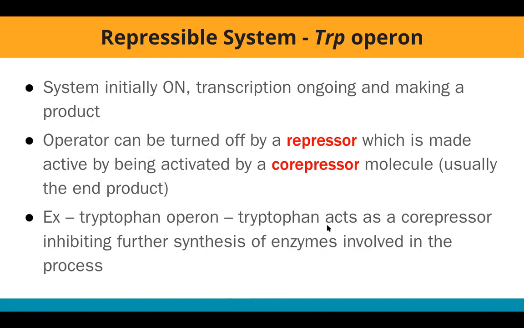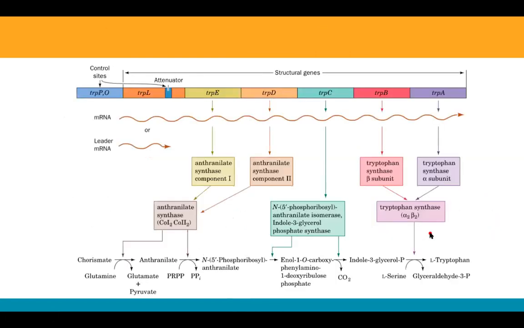An example of this is the tryptophan operon. And the tryptophan acts as a co-repressor. Remember, tryptophan is not the main repressor, okay? Tryptophan is the co-repressor, inhibiting further synthesis of enzymes involved in the process. Okay? So the trp operon is quite complicated. It requires a lot of genes to be remembered.